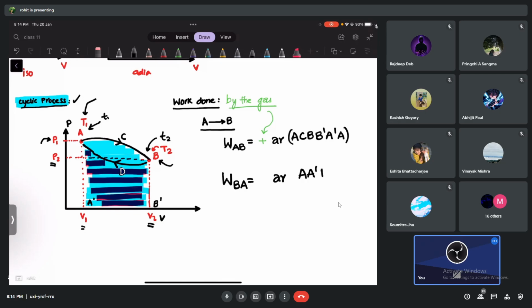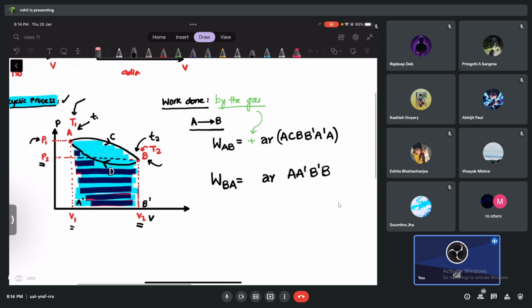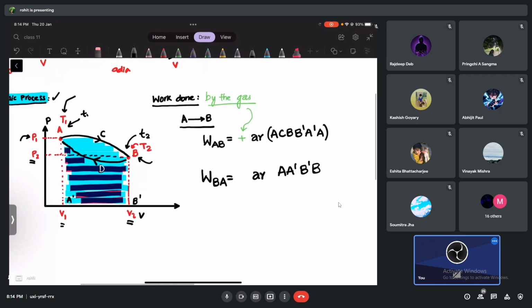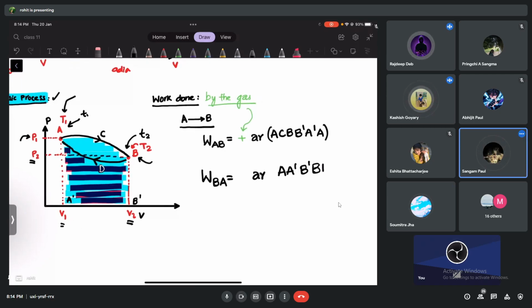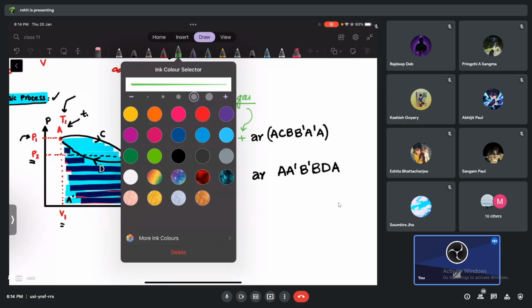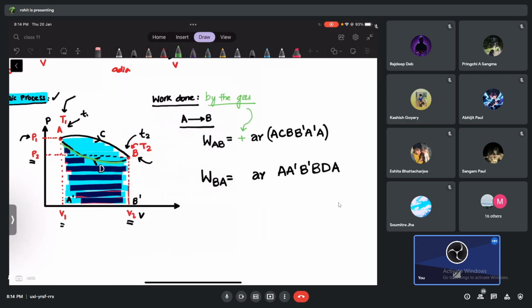Then I should write B dash. Then I should write what, guys? B. Then should I go to C or should I go to D, guys? D. Yes, we should go to D and back to A, no? So we have completed, we have taken this area. Let me show you with green marker right now. See, the area under this graph is this area. A dash, B dash, B, then I have to go to D and then I have to go to A, right? I have covered the area under this graph now.